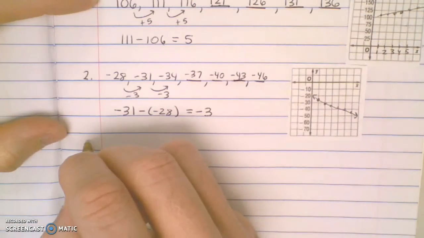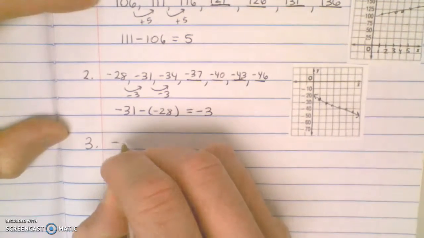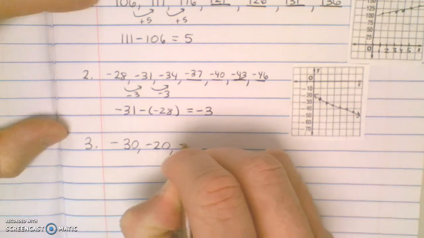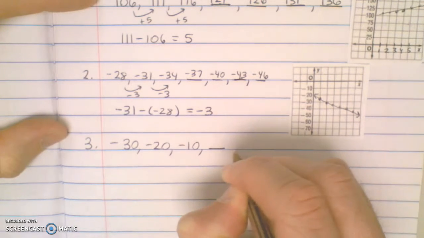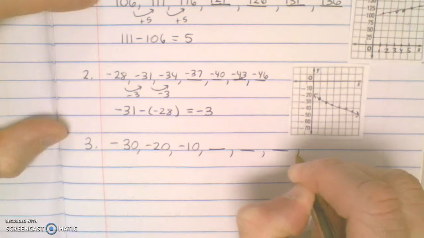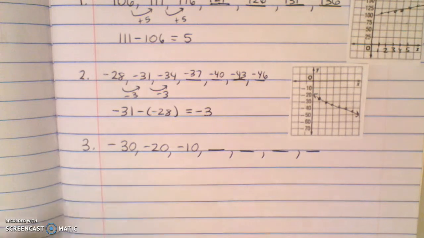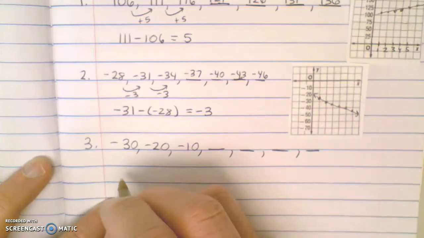All right, our last sequence that we'll try. So what's the change in this pattern here? So again, you just want to subtract 2 consecutive numbers to figure out the change in the pattern. So I normally start with the second number minus the first number.